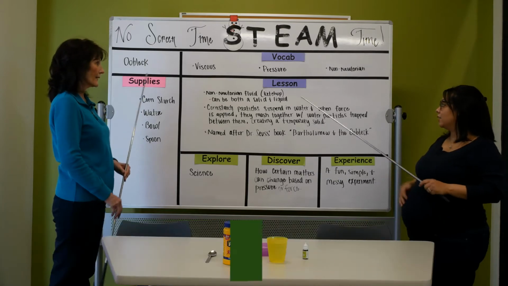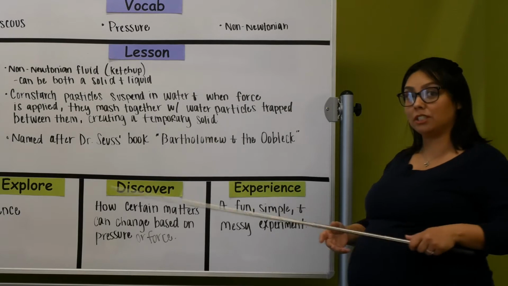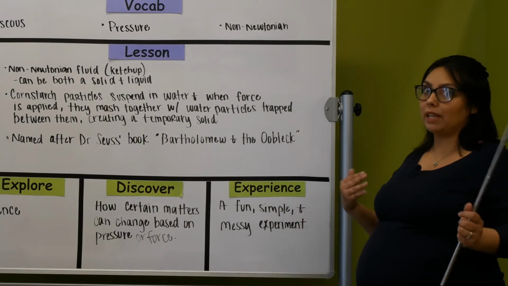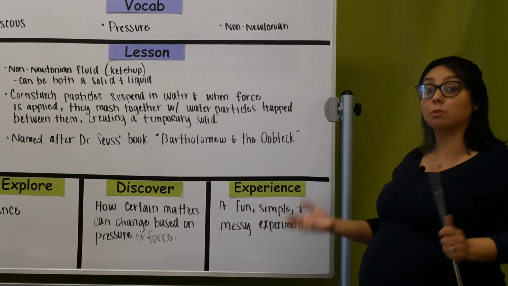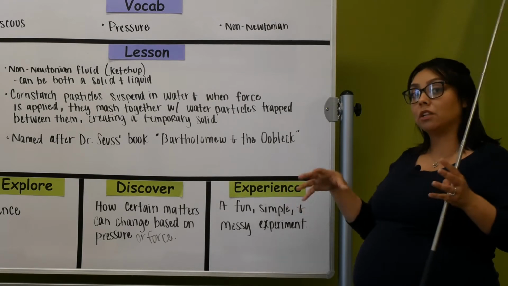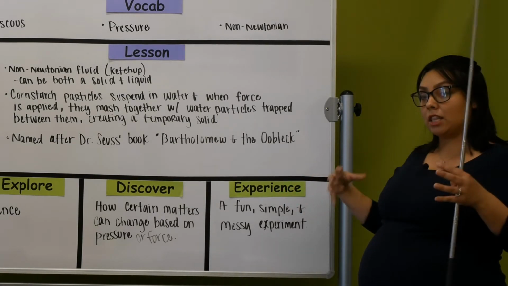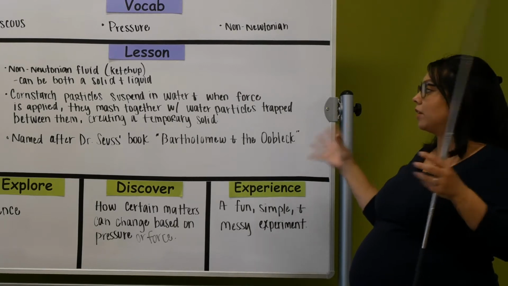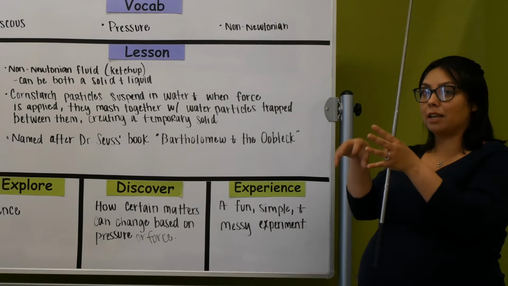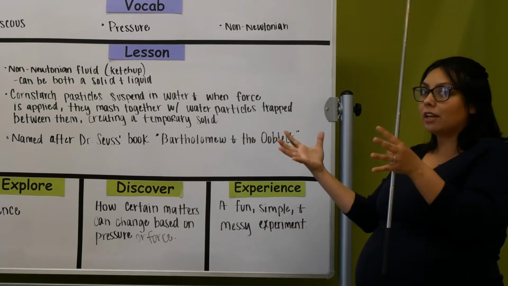For today's lesson, we are making a non-Newtonian fluid, which is going to be the Oobleck. So it can be both. It's really cool because it can be both like a solid and a liquid, just based on how much pressure or force you're putting on it. What happens is when you mix cornstarch and water, the cornstarch particles suspend inside the water, and then when force is applied, they get mashed together, but there's still water molecules stuck in between, so that's what helps make it become temporarily solid. Then when you let it go, it becomes liquid again.